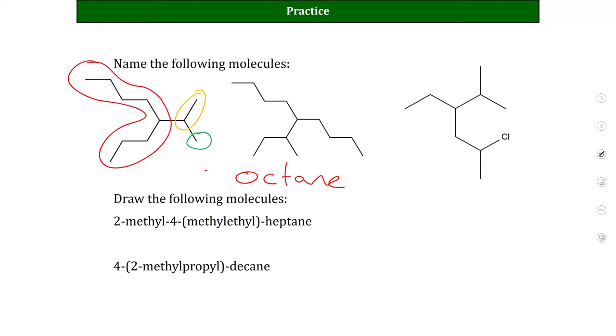So in this case, the most steps we can take from the parent molecule would be 2, right? 1, 2. So that's going to be an ethyl group that has on it a methyl group. Then we just specify which carbon it's attached to. Four. Count from the bottom. We have 1, 2, 3, 4. Now the other direction, we get 5.